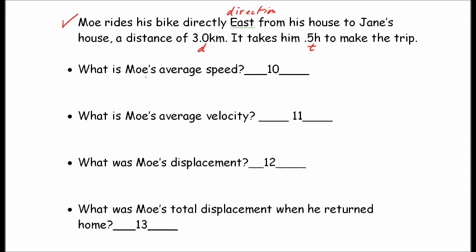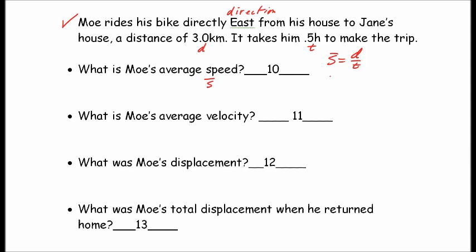In the problem, it says, what is his average speed? We're looking for average speed. So how do we set this up? Well, very simply, we're going to use the speed equation in problem 10, which says that speed equals distance divided by time. And we're looking for average speed here.